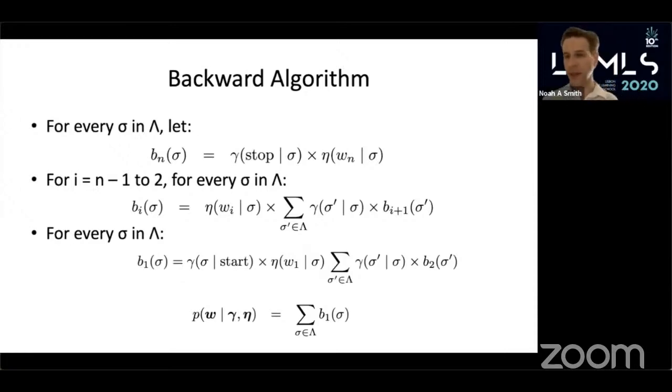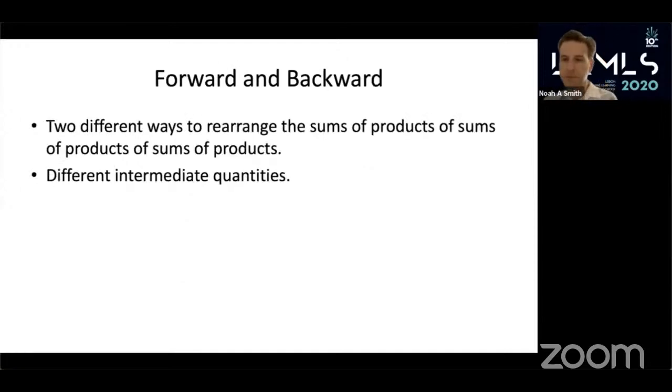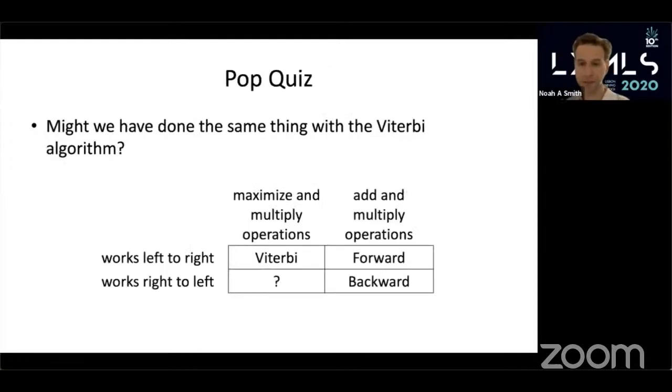One starts at the left and works to the right. The other starts at the right and works to the left. And they're really just two different ways of rearranging these sums of products of sums of products of sums of products. In a more generic analysis of these algorithms, they're known as sum-product algorithms, unsurprisingly. Of course, the intermediate quantities are different. The forward algorithm thinks about prefixes. The backward algorithm thinks about suffixes.